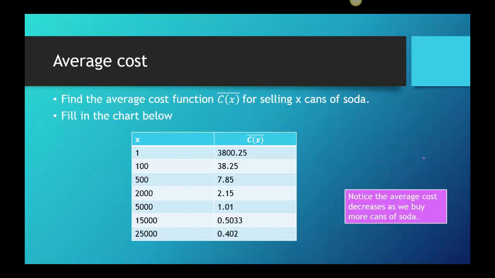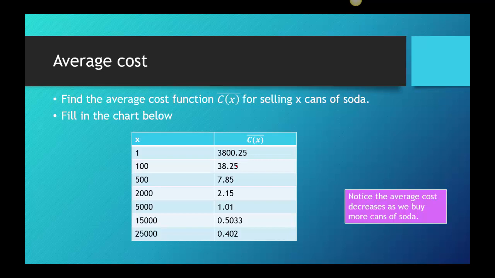And I'll show you all the values that I got. So it says if I buy one can, it costs me $3,825. That's crazy. If I buy 100 cans, on average, I spent $38.25. Again, way too much. 500 is $7.85. 2,000 is $2.15. By the time I get to 5,000 cans purchased, I spent $1.01 on each. 15,000 says I spent about 50 cents a piece, and 25,000 says I'm close to 40 cents each.